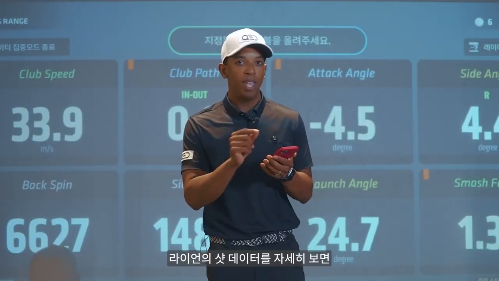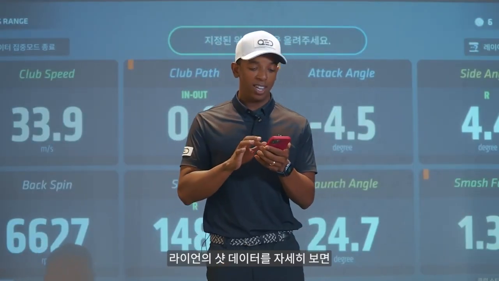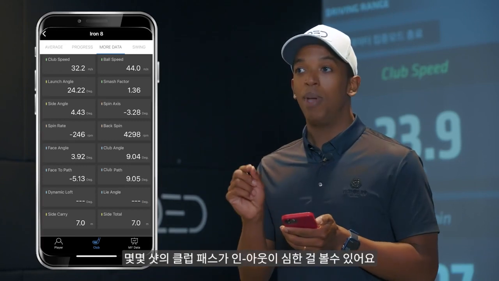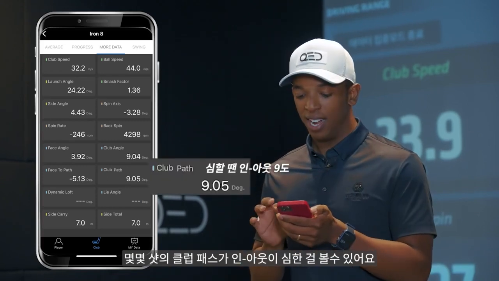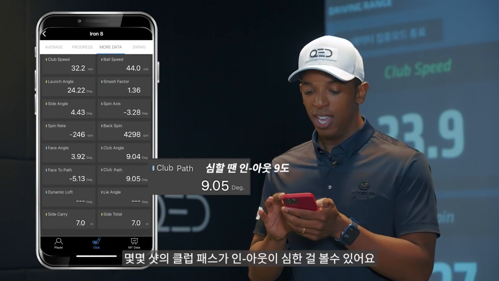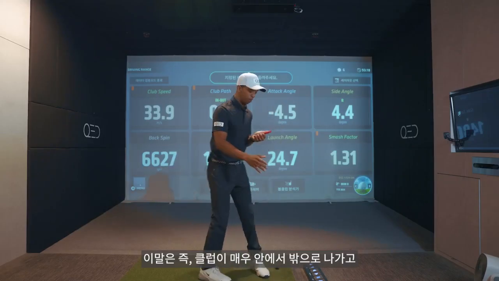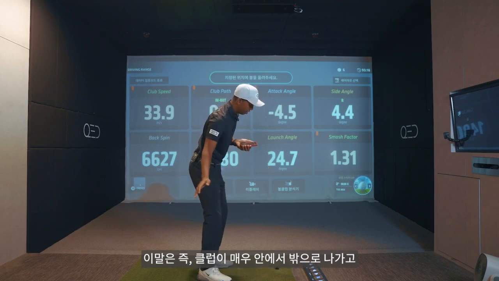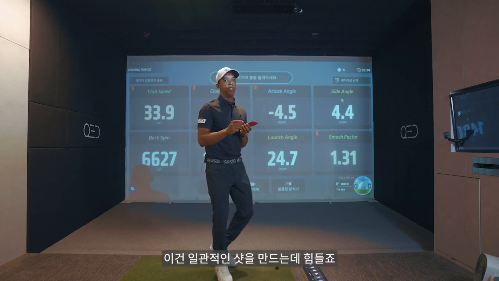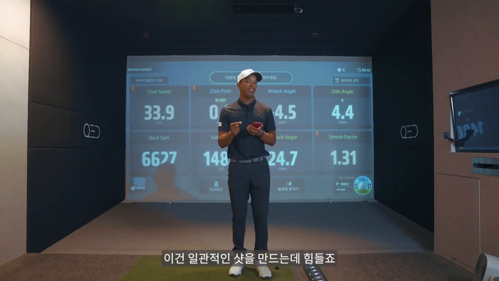All right, so from taking a deeper look into the shot data, we noticed that the club path was a little too far inside to out on some of these shots, and then the face angle was the big variable there. So this means that the path is moving too far inside to out. This is really hard to time up and make that shot very consistent.